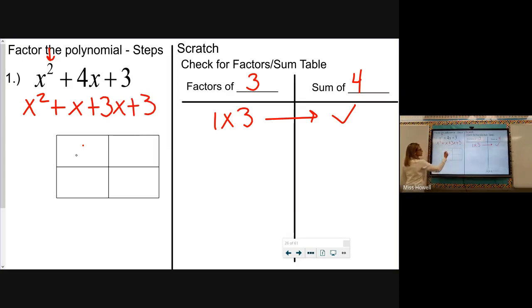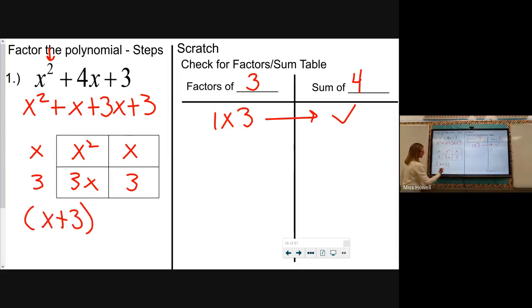We can take that to our chart, x squared, x, 3x, and 3. We can go row by row, column by column, and pull out our GCF. So top row, x squared and x both share an x, 3x and 3 both share a 3. So we do have a factor here. One of the factors is an x plus 3. Definitely not prime.